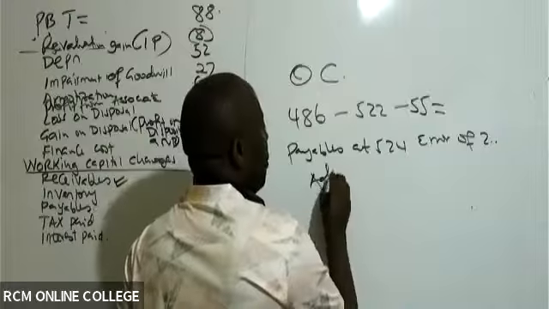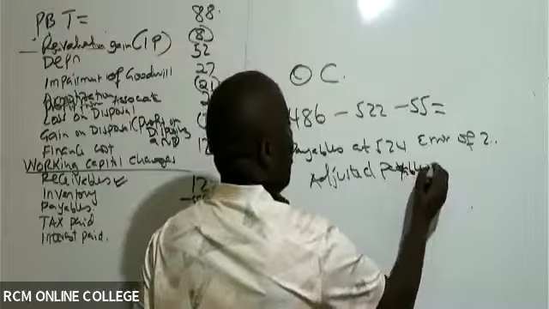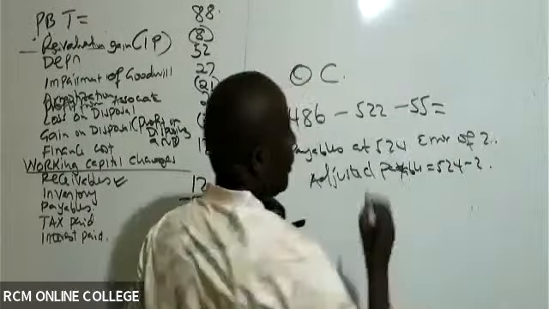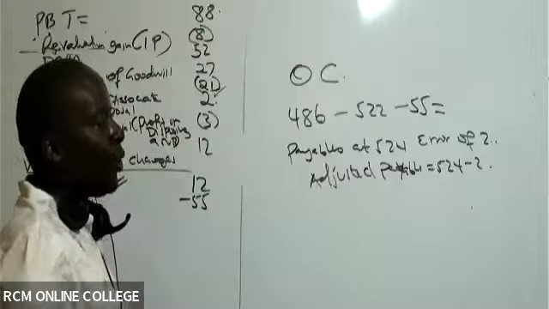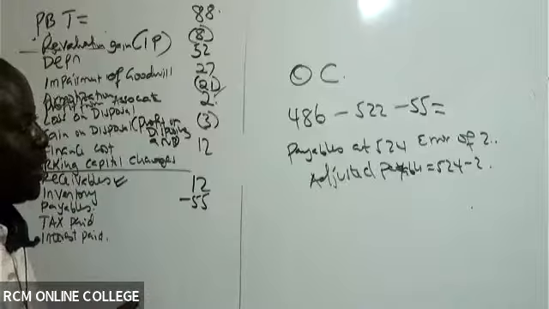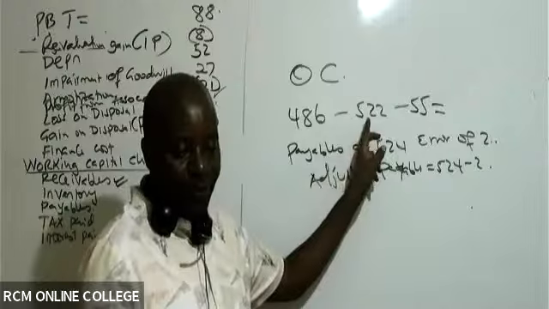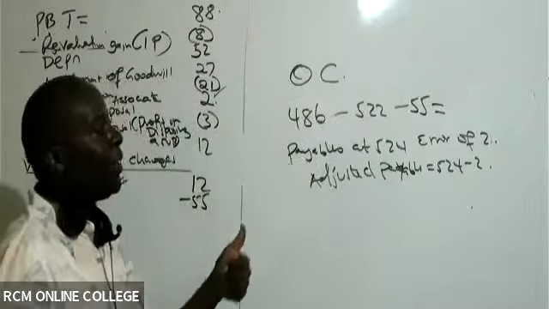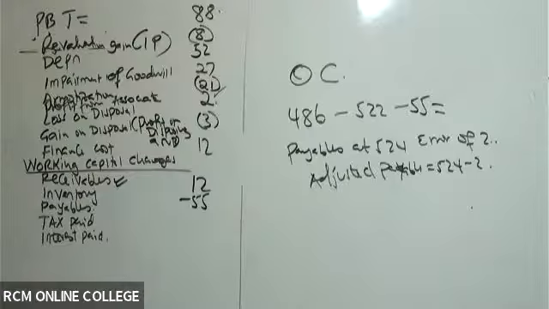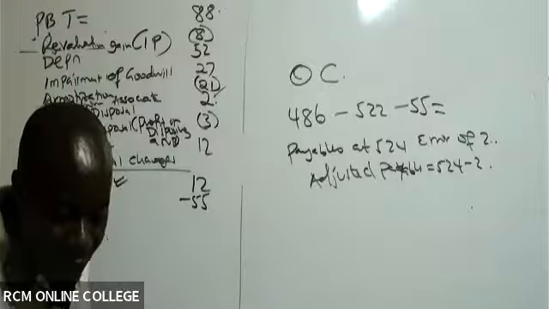So the adjusted payables will be 524 minus 2. The 2 we shall be taking to PPE. So are we in agreement that the closing payables are supposed to be 522? Yeah. Great. Kwa hivyo inamaanisha namna gani? Payables inafaa kuwa ngapi? Payables inafaa kuwa 522.